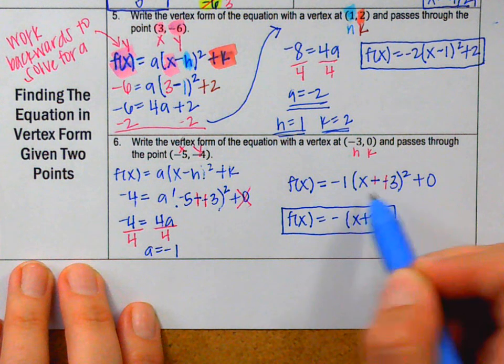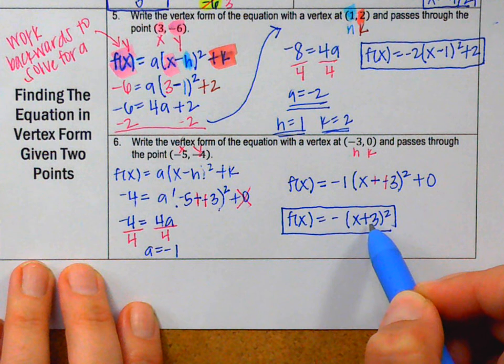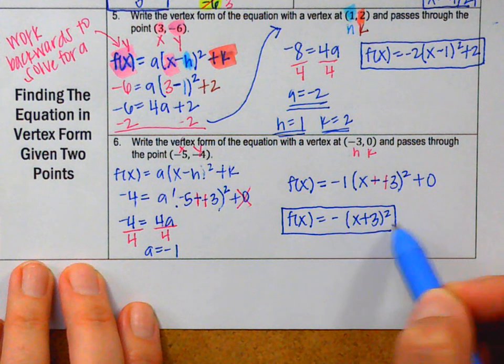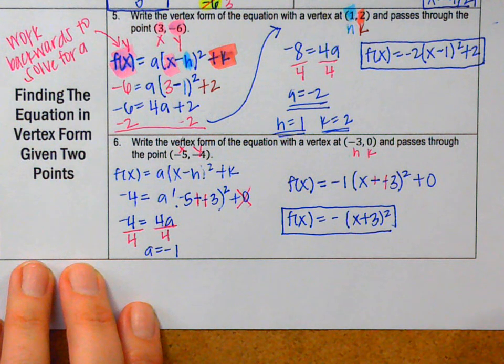But what I was saying is, I want you to recognize that the h value is going to be an opposite sign. And then because the k value is 0, it shouldn't be there. So you shouldn't be writing plus 0. Plus 0 would not be written.